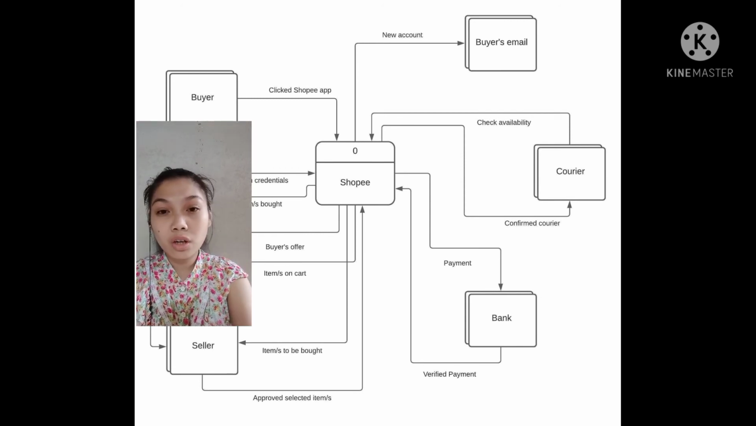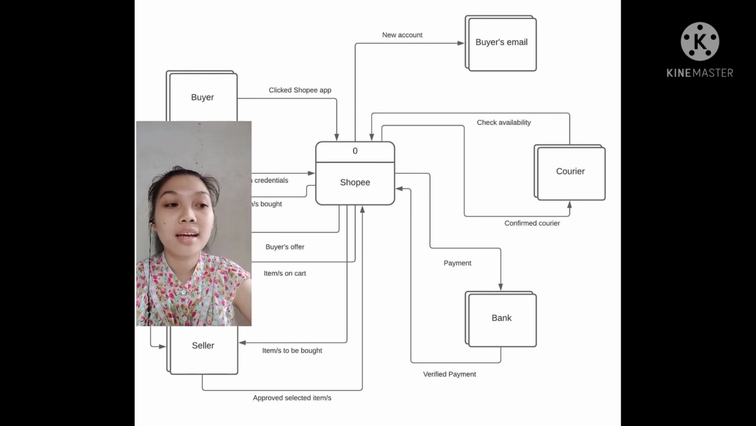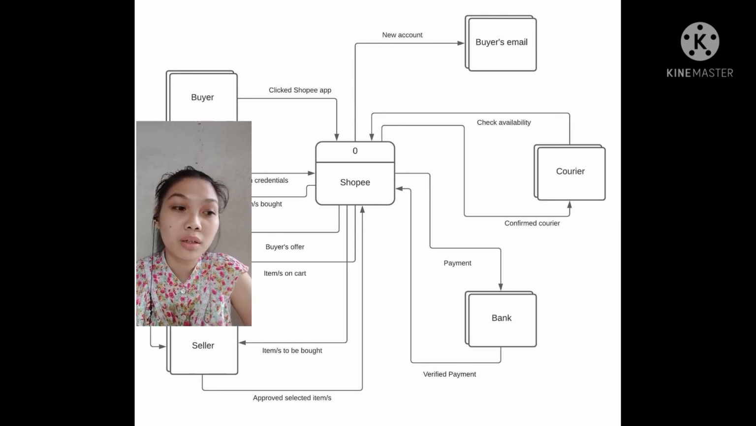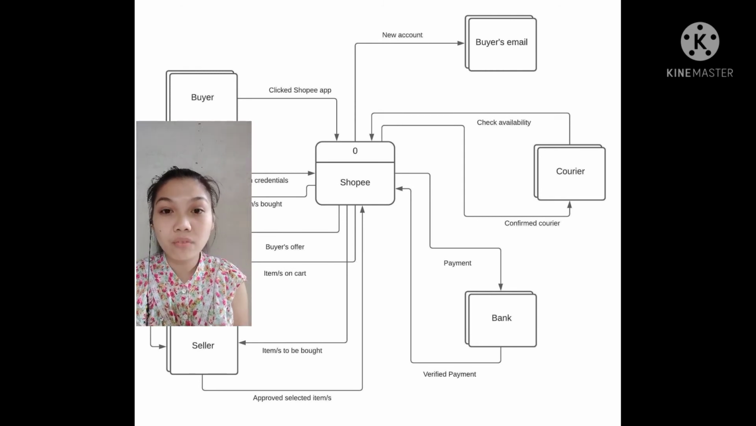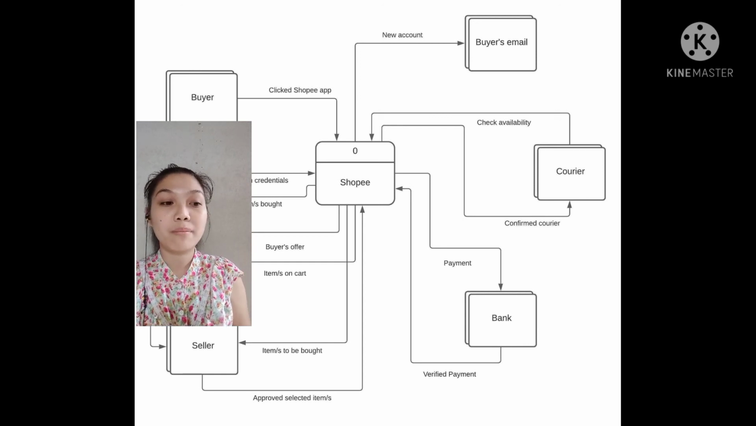We are going to the 5th entity, which is the bank. They have 2 data flows: the payment and the valid payment.